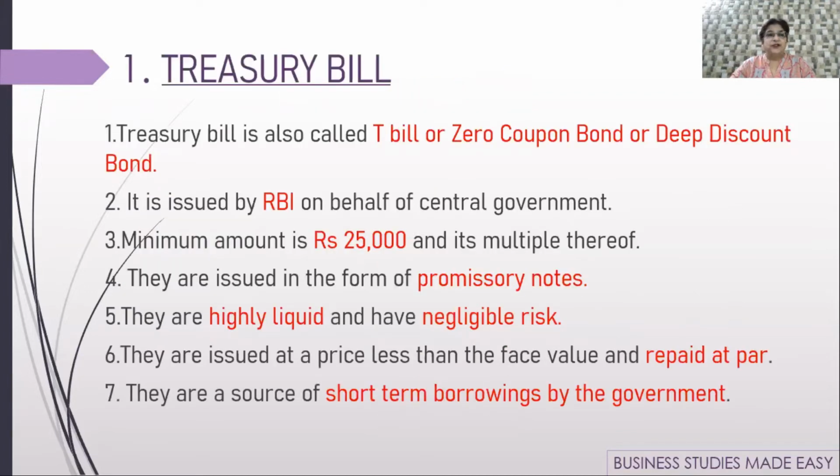So let's do the features. Now, treasury bill is also called T-bill. It's also called deep discount bond or zero coupon bond. And they're issued by RBI on behalf of the central government. Minimum amount is 25,000. And they are promissory notes. They're highly liquid and have negligible risk because they are being issued by RBI. And it is always issued at a price less than the face value, and they're redeemed at par. And this is a source of short-term borrowings by the government. So money market is all about short-term loans and advances. So the first instrument of money market is the treasury bill.